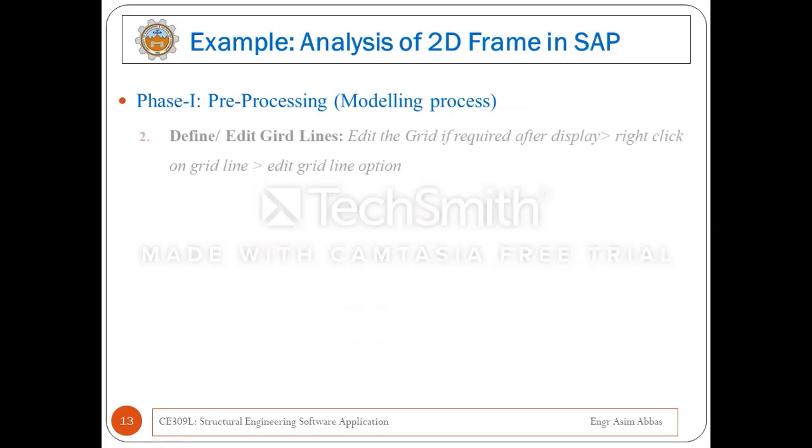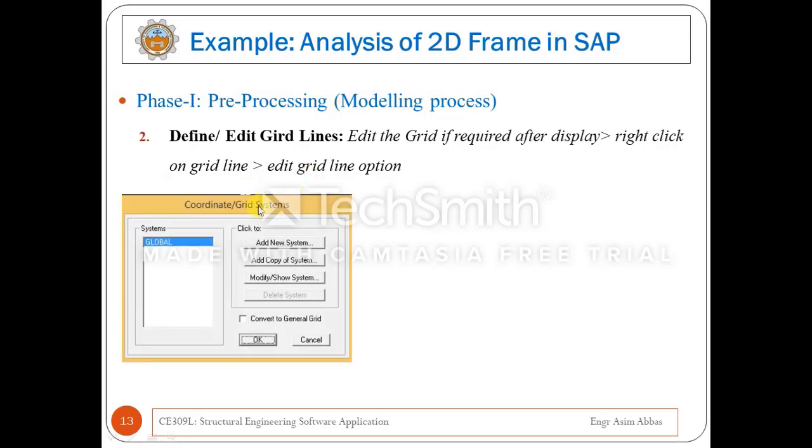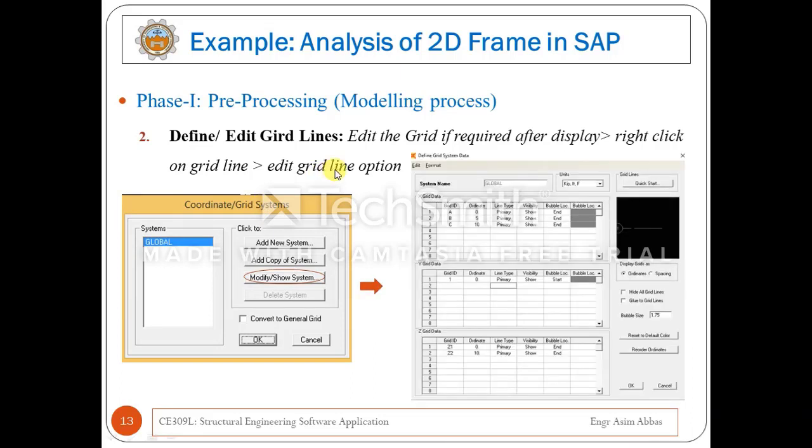How will you edit a grid line? Just right click on the grid line and then select the Edit Grid Line option. So this menu will appear. From this menu, select Modify and Show System, right? Another menu will appear with the name Define Grid System Data. Fine. From this menu you can edit grid data in the x, y and z directions.